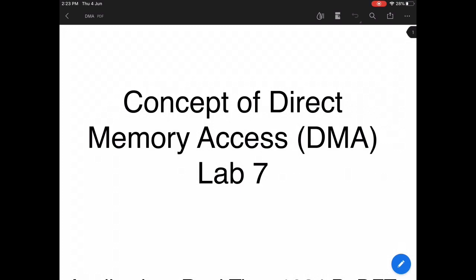We have divided this lab into two video parts. The first part contains the concept of direct memory access (DMA) and its architecture on the TMS320C5515, and the second module covers the implementation in C. So let's begin.